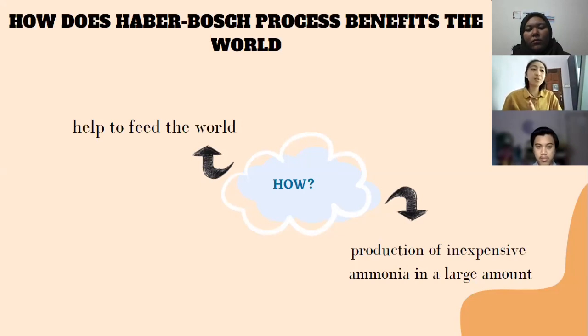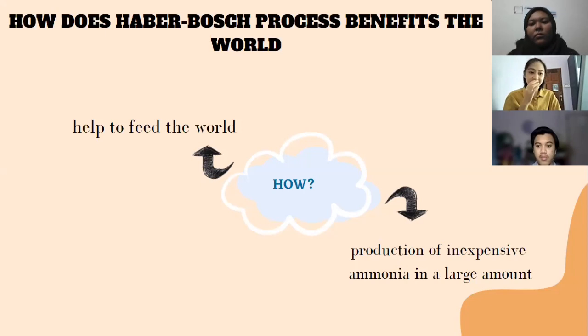Crops can now grow in areas where they never grew before. Despite the increase in global population, the number of people who go hungry in the world is also on the decline, which means fewer people are going hungry, according to the UN. So that is how the Haber-Bosch process can help in feeding the world population.